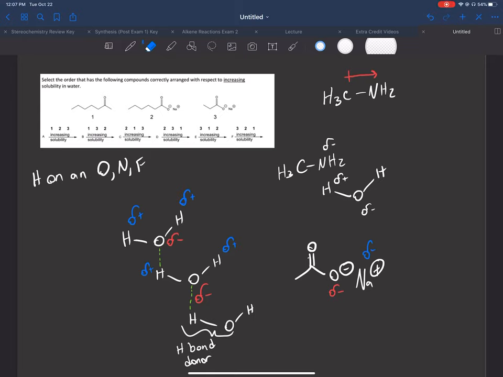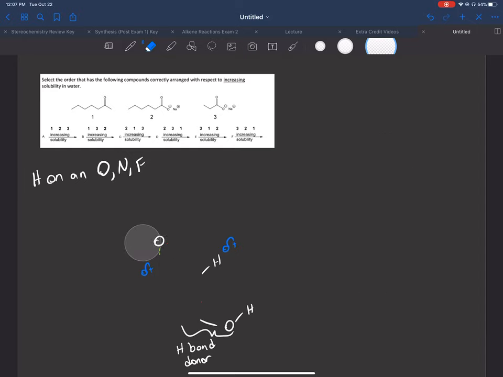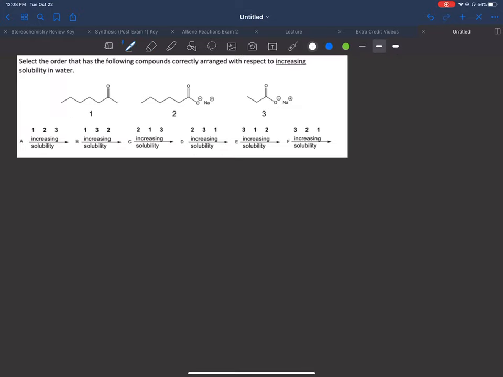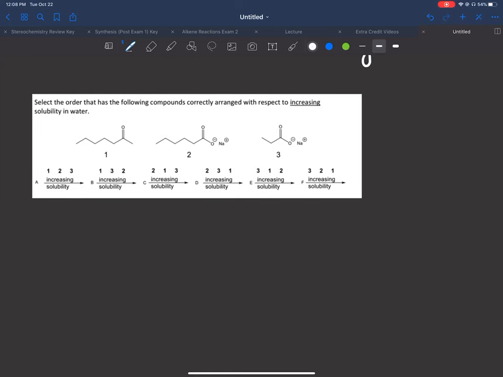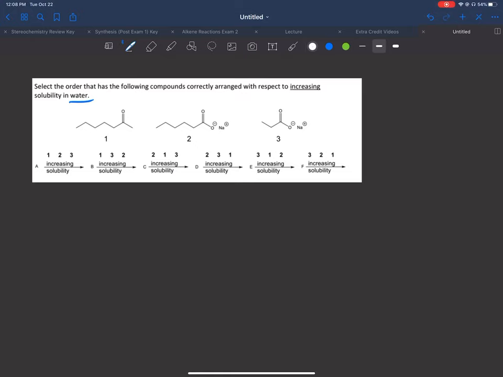So now that we have those out of the way, we're going to think about this example, okay? So let's see what we have here. We have three compounds, and they're asking us to arrange them in order of increasing solubility in water. Okay, so we're surrounded by water molecules in these compounds. So on the left, we have a ketone. Let's start with that. We're going to talk about the interactions on the ketone. All right, so the ketone, and we have, again, water. Let me draw the actual water molecule.